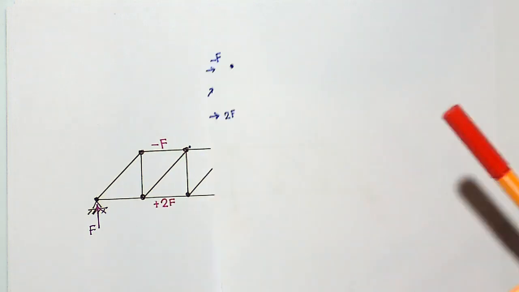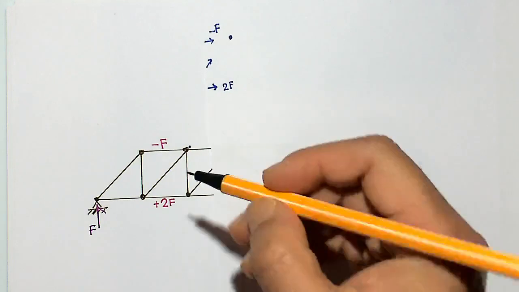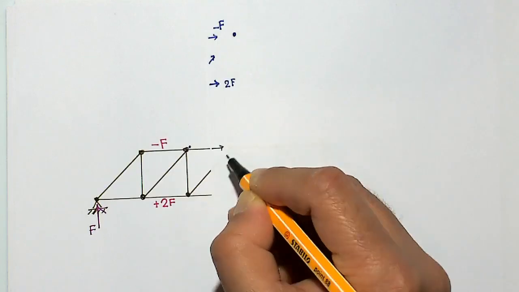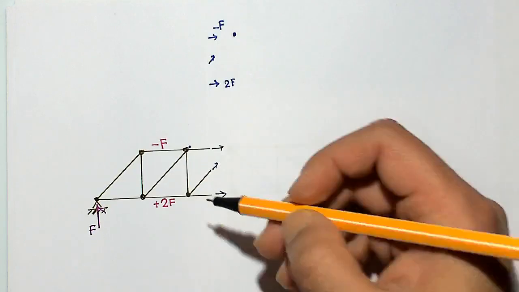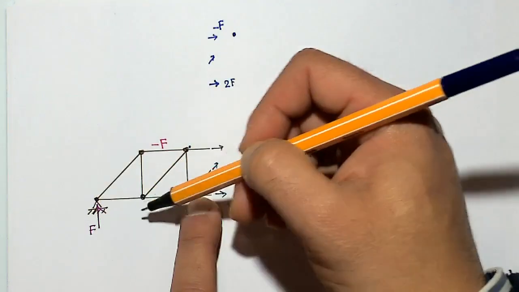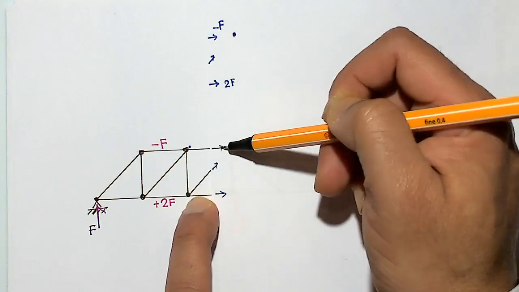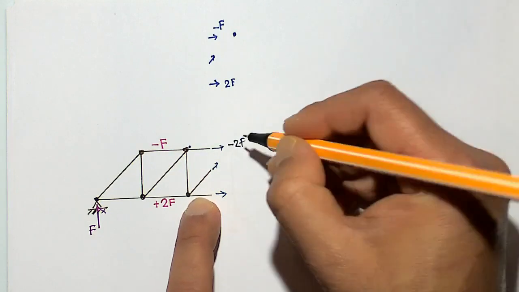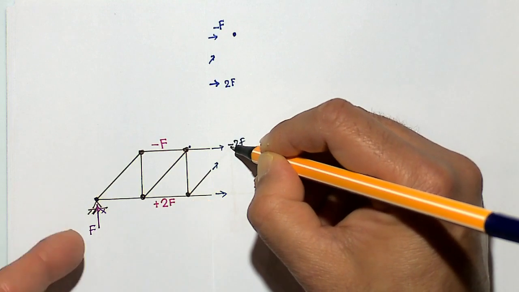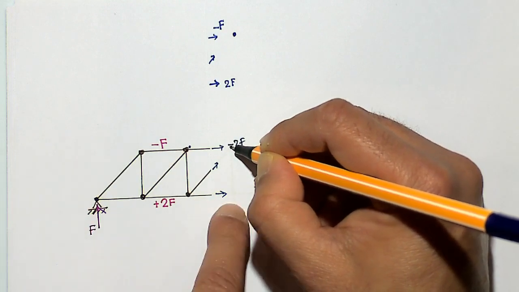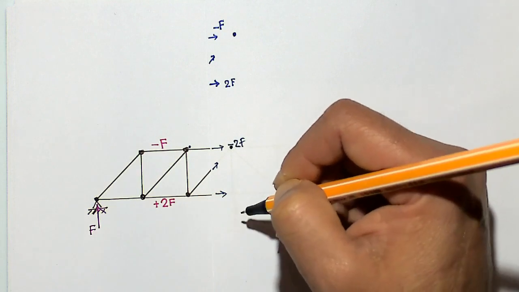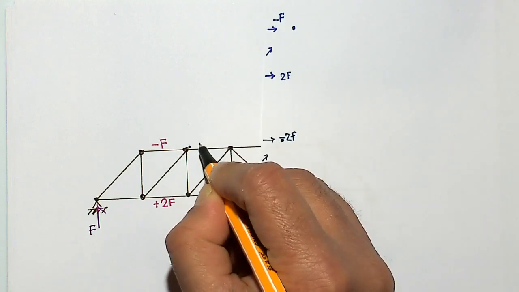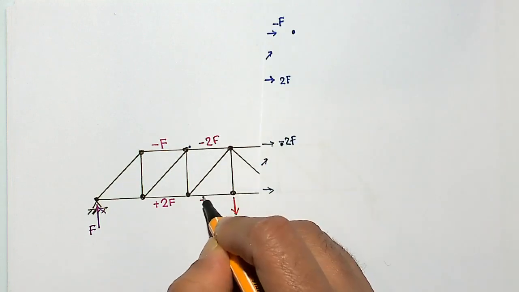What about these two members? Again, if you take a cut at this point, you will have forces in this direction. So if you take moment about this point, that is F times twice the distance, must be balanced by this force times twice the distance. So that would be minus twice F. And then similarly, if you take about this point, then that is F times 3 divided by this distance over 2. So you'll get this is a plus 3F. So this is minus twice F, and that is a plus 3F.